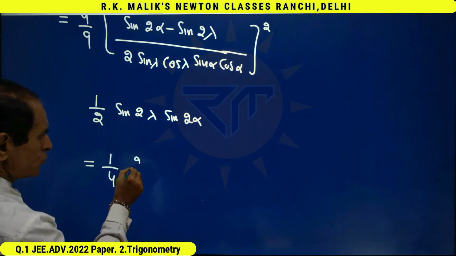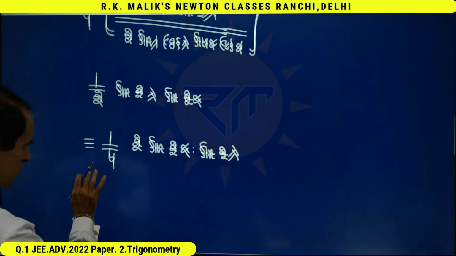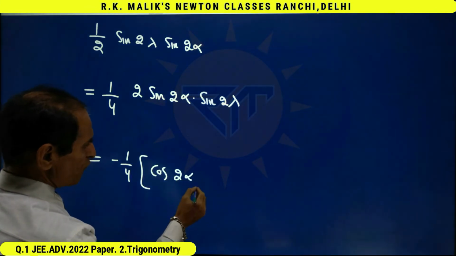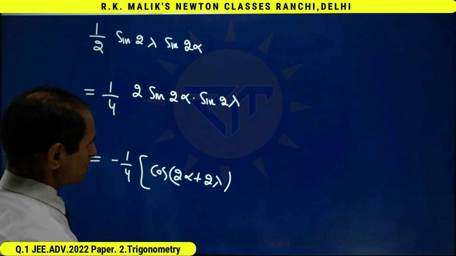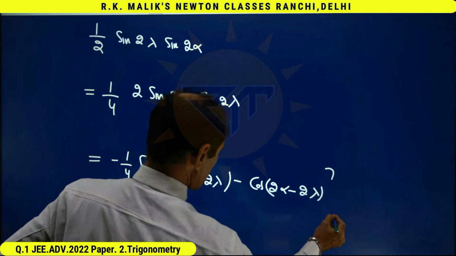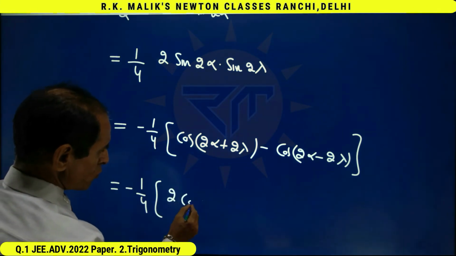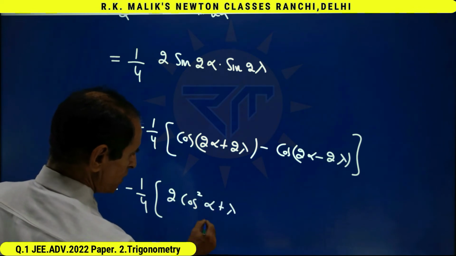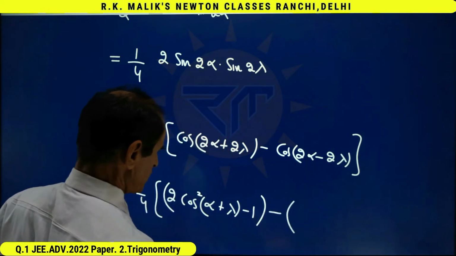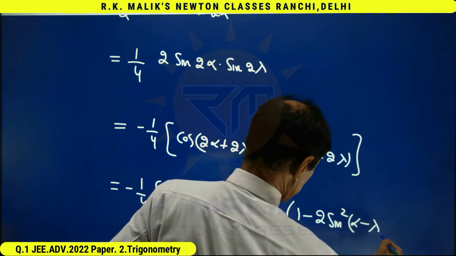And now, to find the value of denominator by the first way, first I am writing this as 1 by 2 sin 2 lambda into sin 2 alpha. To find the value of this by the first method, I will be writing it as 1 by 4 into 2 sin 2 alpha into sin 2 lambda, that is equal to minus 1 by 4 into cos(2 alpha plus 2 lambda) minus cos(2 alpha minus 2 lambda). We can write it as minus 1 by 4 into 2 cos square(alpha plus lambda) minus 1, and this thing you can write as 1 minus 2 sin square(alpha minus lambda).